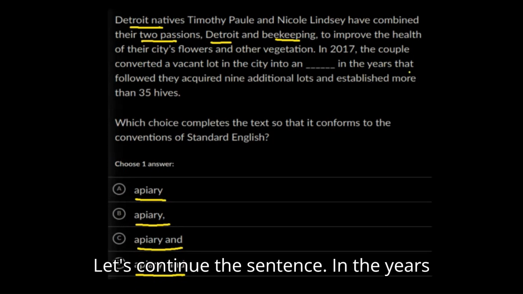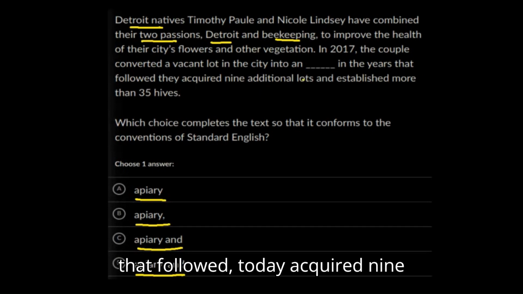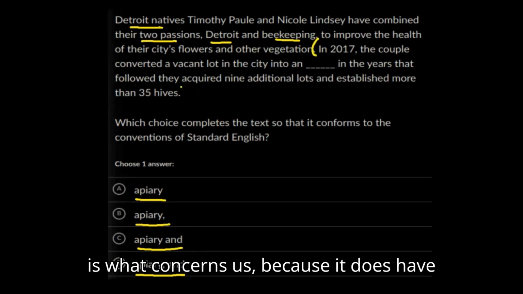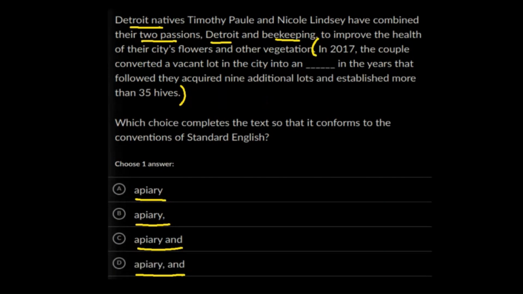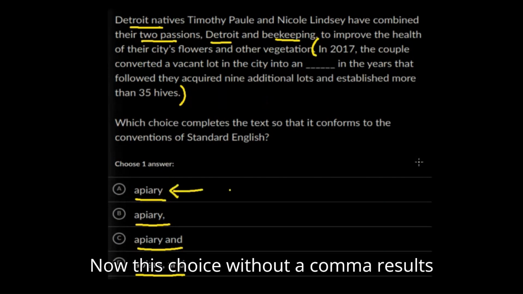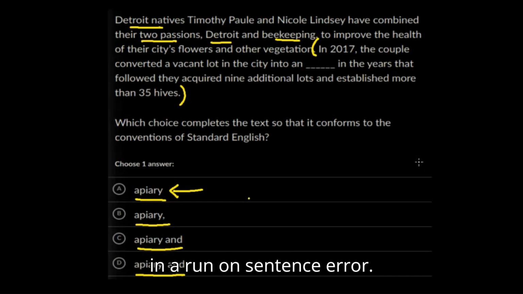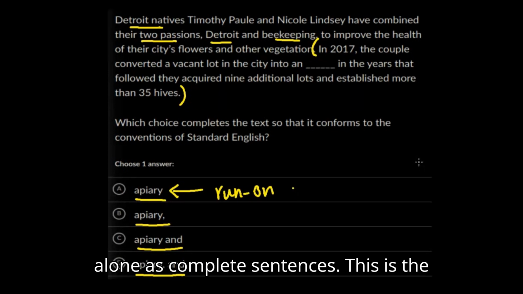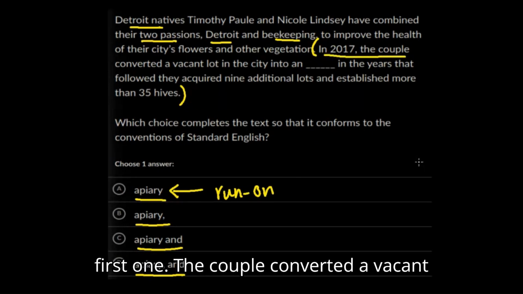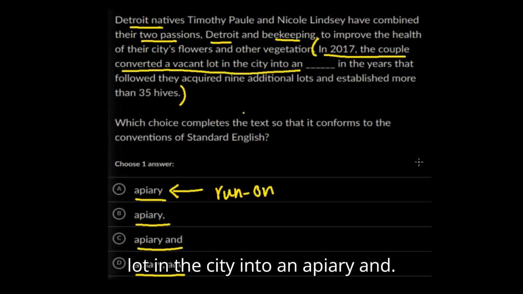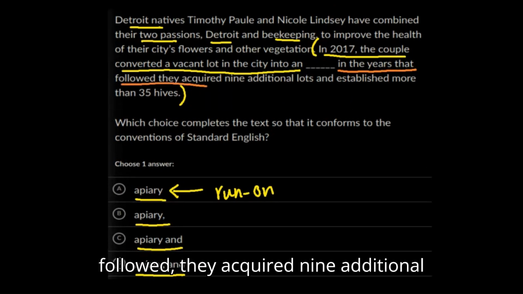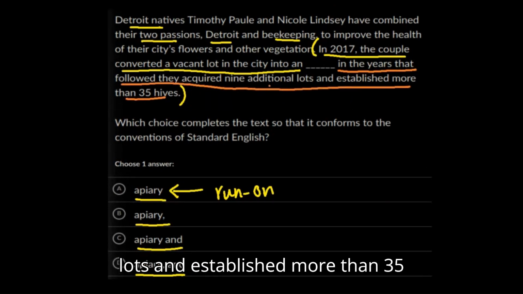Let's continue the sentence. In the years that followed, they acquired 9 additional lots and established more than 35 hives. Let's look at this sentence because this is what concerns us, because it does have the blank in it. Now, this choice without a comma results in a run-on sentence error. Both clauses in this sentence could stand alone as complete sentences. This is the first one. The couple converted a vacant lot in the city into an apiary. And this is the second one. In the years that followed, they acquired 9 additional lots and established more than 35 hives.